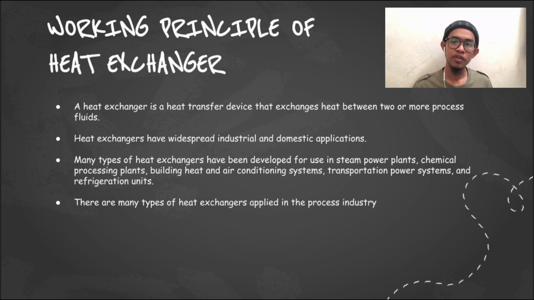Okay, first, working principle of heat exchanger. A heat exchanger is a heat transfer device that exchanges heat between two or more process fluids. Heat exchangers are widespread in industrial and domestic applications. Many types of heat exchanger have been developed for use in steam power plants, chemical processing plants, building heating and air conditioning systems, transportation power systems, and refrigeration units. There are many types of heat exchanger applied in the process industry.